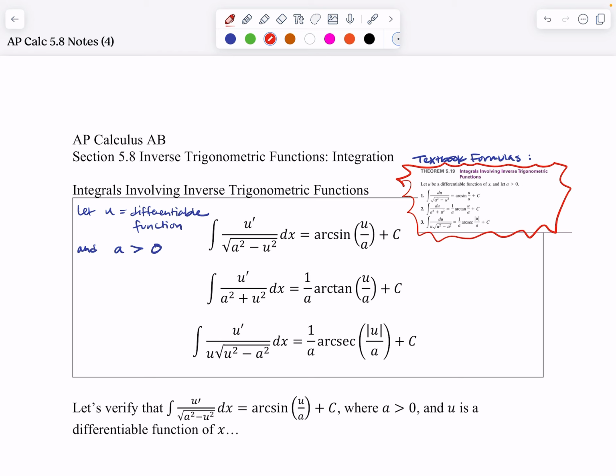Now I have the formulas written in a slightly different way. So integrals involving inverse trig functions, right? Where the antiderivative ends up being equal to arc sine, arc tan, and arc secant. And if you notice, there's only 3 formulas here. That's because if you remember the derivatives of arc sine, arc tan, arc secant, and then the derivatives of arc cosine, arc cotangent, arc cosecant, they're all just the opposite signs.